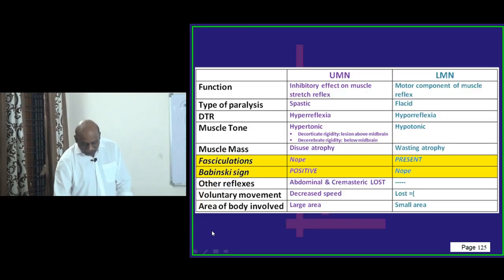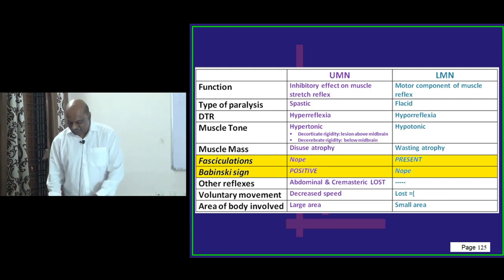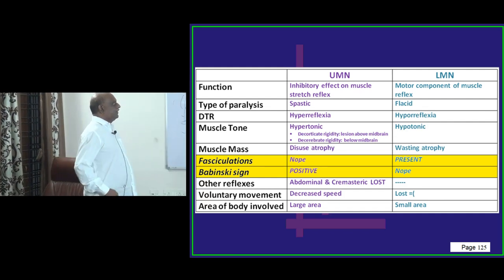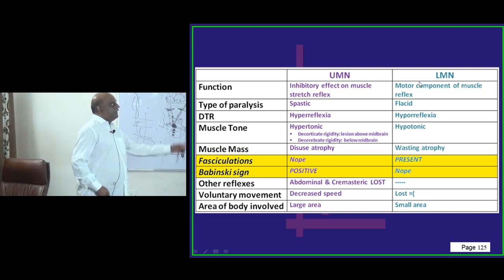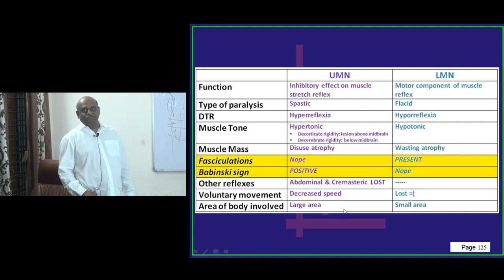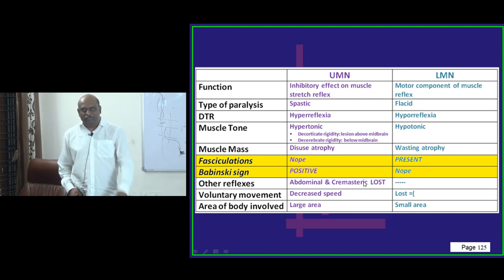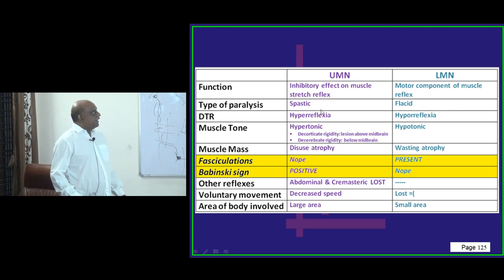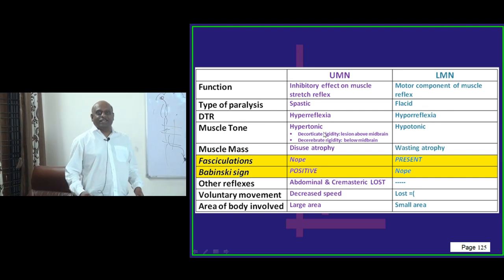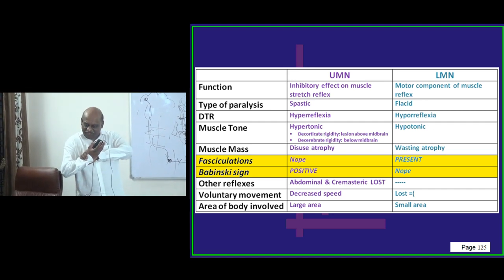So the fundamental question you are all taught in first year clinicals is, LMN mein hota hai flaccid paralysis. First example is poliomyelitis, where the muscle will be very shabby. Upper motor neuron mein spastic. If you go to any stroke patient, he will have increased tone.